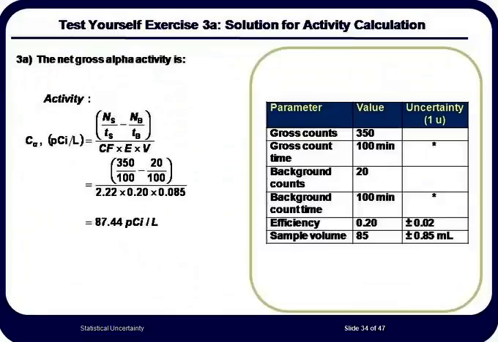The first part of the calculation is to determine the net sample activity. This is needed to calculate the combined standard uncertainty. Show yourself that you can get this value of 87.44 picocuries per liter for the gross alpha concentration.